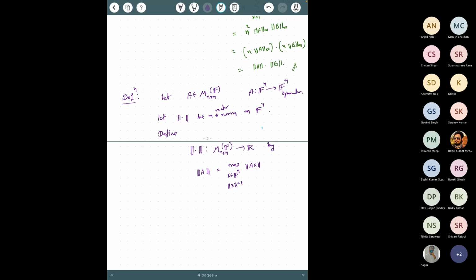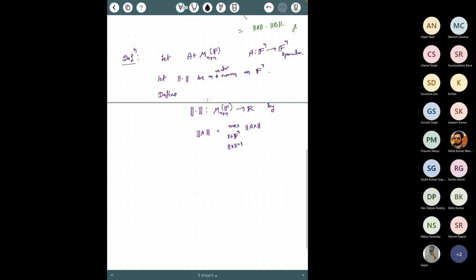Now the question is whether this function is well defined. Yes, this function is well defined. Why? Since this is a vector norm, and norm is a continuous function, and here we have a compact set, closed and bounded, it will attain its supremum. So this max always exists, and this function is a well defined thing. Then we will see that this function actually gives us a matrix norm. But before that, I will make an observation here.